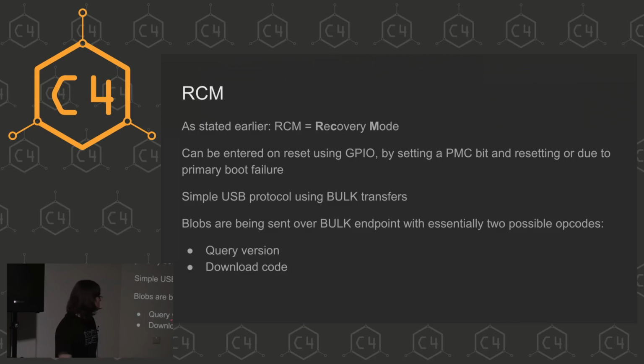You use this download code function, for example, if you bricked your device and you need to recover from that somehow, or during manufacturing. If these things are manufactured, most likely they will run through an automated process where they go into this RCM mode and flash the first version of the operating system there and write all the crypto keys and so on. And this will most likely be done by code that's being downloaded by RCM.